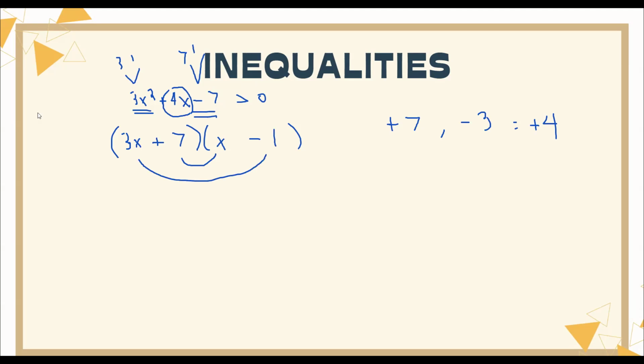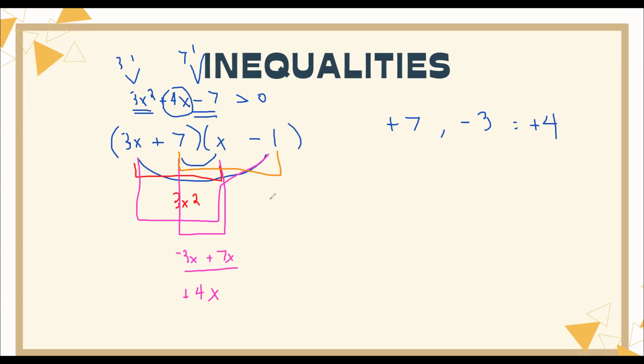So you will have here 3x squared. You will have negative 3x plus 7x, which is positive 4x. And then lastly, you have 7 times negative 1, which is negative 7. So we have 3x squared plus 4x minus 7. The same siya, 3x squared plus 4x minus 7.